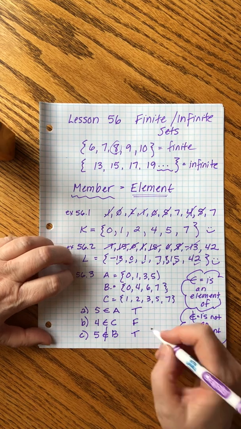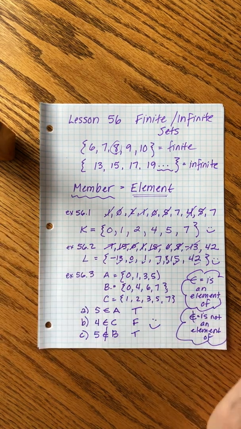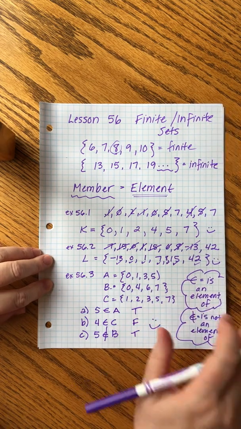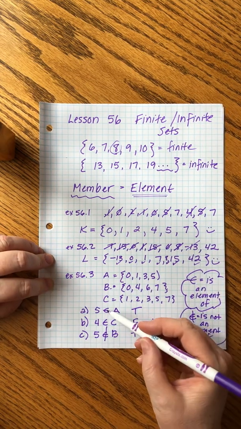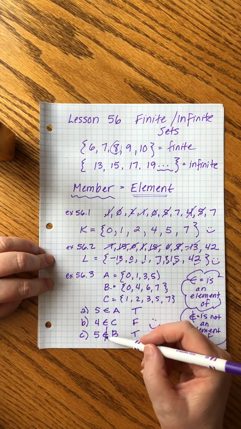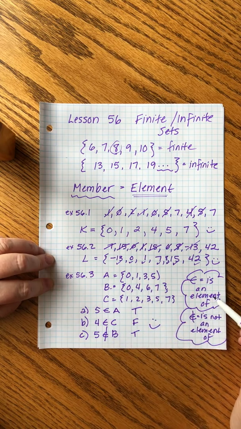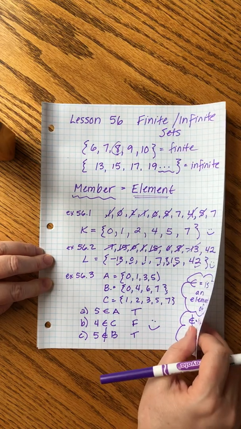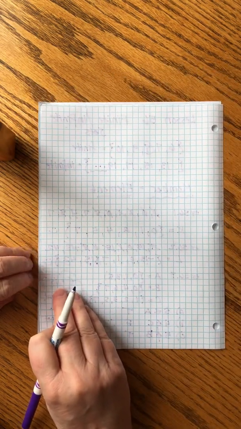True and false questions are always weird to me because you have to listen for the double negatives. Okay, remember this little symbol means is a member of or is an element of. I like to think of it as an element of because it looks like a little E to me, and that helps me remember. But either way. Okay, 56.4.